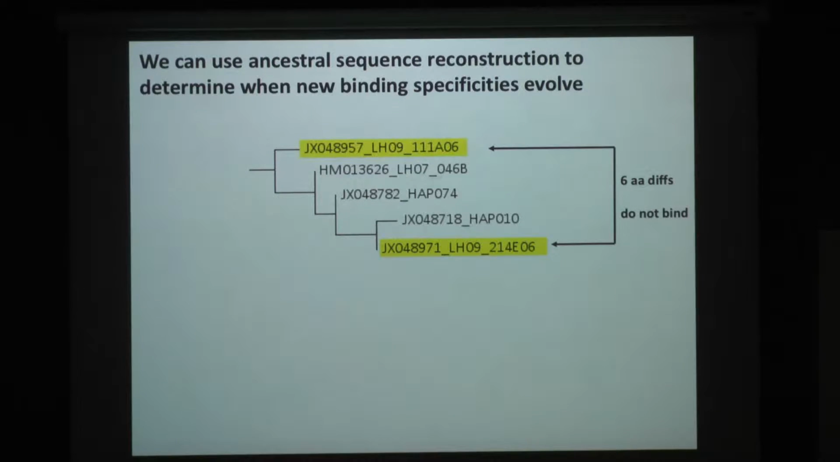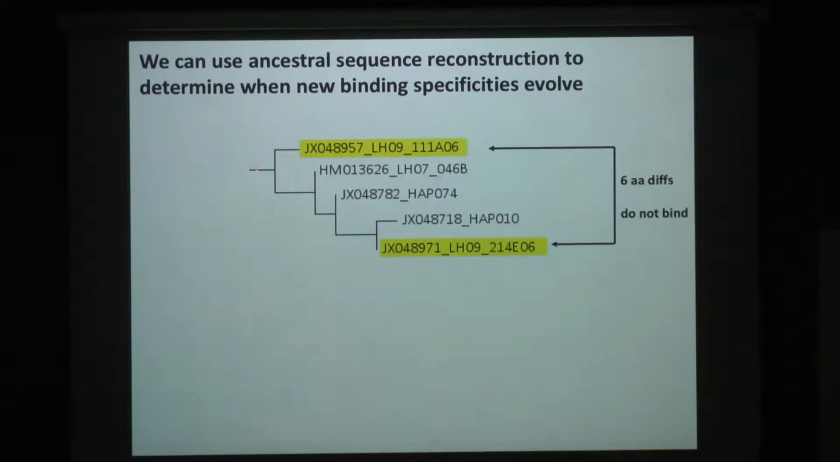Okay, so I'll show you one example of this. Just ignore the names here, they're not really that important. But we identified from the pool of alleles that we have in the lab 2 alleles that only differ by 6 amino acids, and they do not bind to each other.